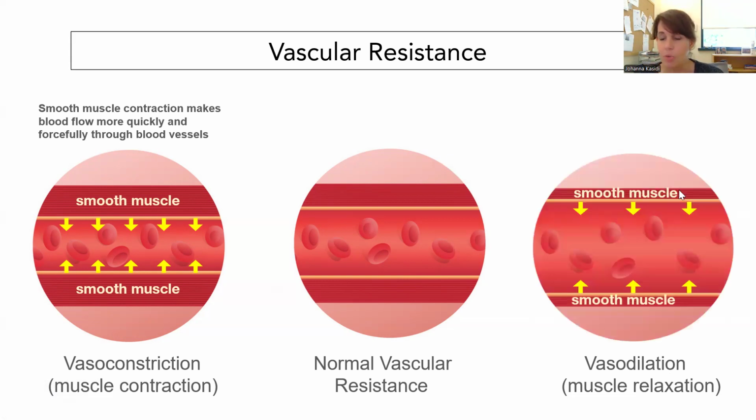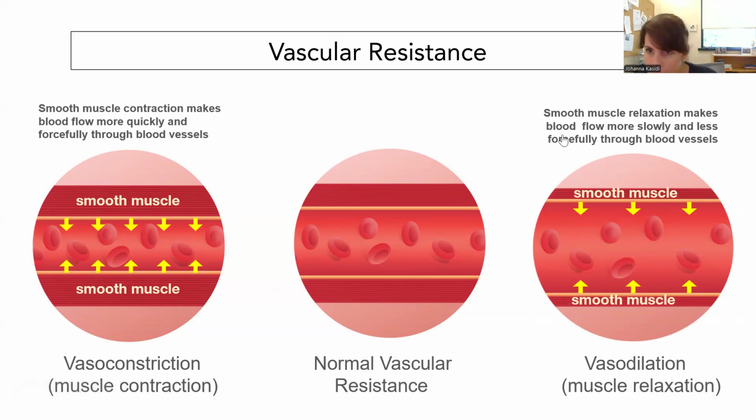Vasodilation, on the other hand, is where the muscle is really relaxed. Your vein has gotten bigger now, or artery has gotten bigger now, and the fluid is moving slower and not getting to the heart as much. So this would decrease your cardiac output because it's going much slower. That's your blood pressure, right? So smooth muscle relaxation makes blood flow more slowly and less forcefully.